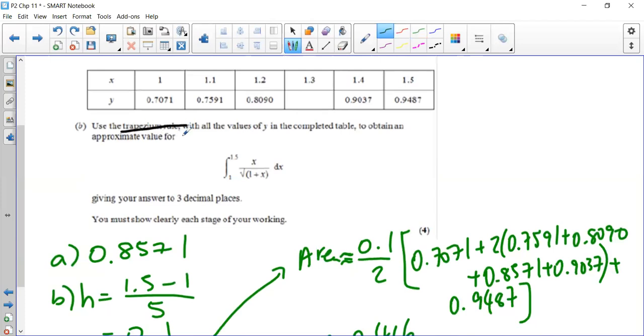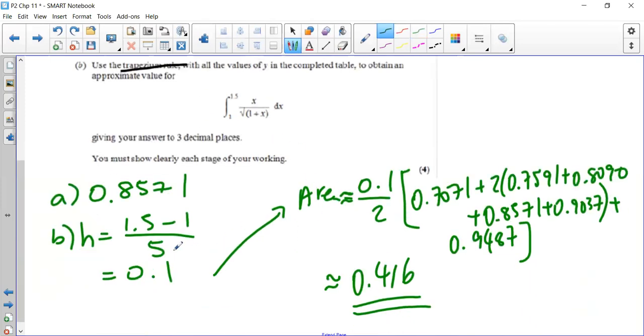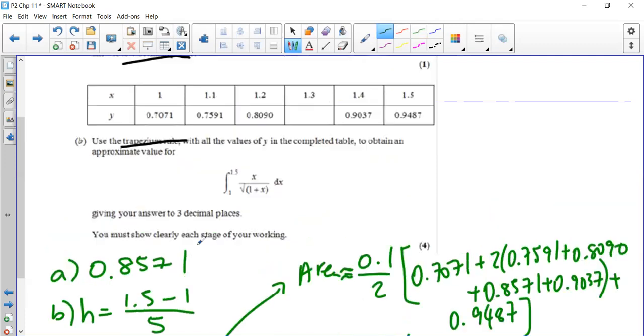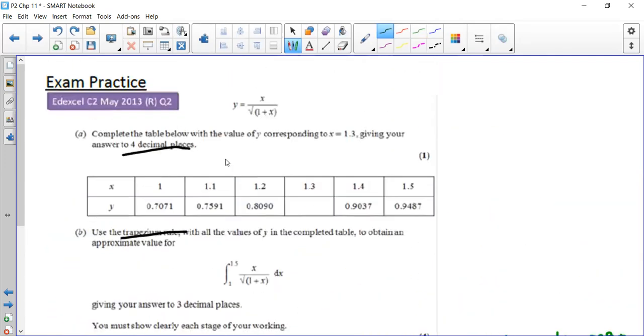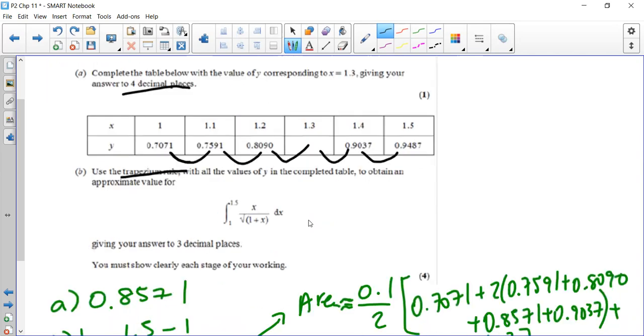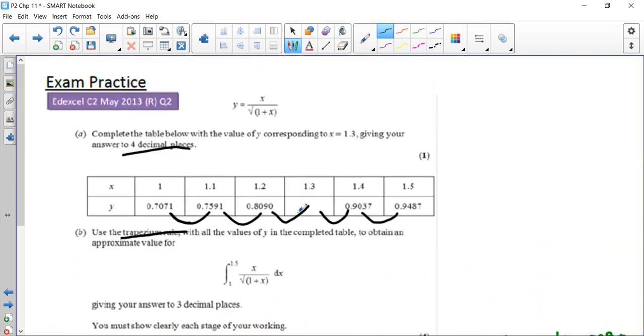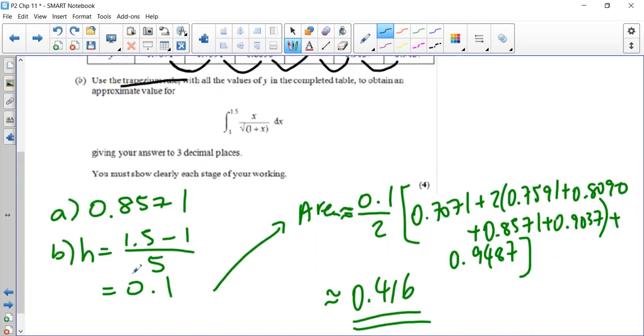Next one, part B, use the trapezium rule. Love it when you see the word trapezium rule. Then you use the final value of h. This time it's 5 strips. They do not tell you how many strips. However, you can tell from the table, there are 6 columns, 1, 2, 3, 4, 5, 6. Or think about it as strip 1, strip 2, 3, 4, 5 strips. The question did not tell you, so you have to work it out yourself. So divide by 5, you get h equals 0.1.